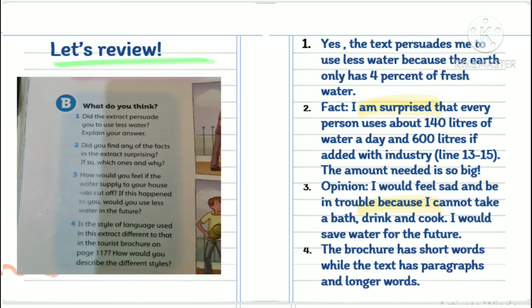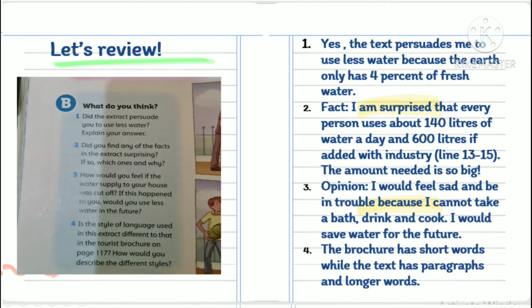How would you feel if the water supply to your house was cut off? If this happened to you, would you use less water in the future? This is asking about your opinion. Okay. If Miss Rini, I would feel sad and be in trouble because I cannot take a bath, drink, or cook. Okay, let's continue for the last in the task B.